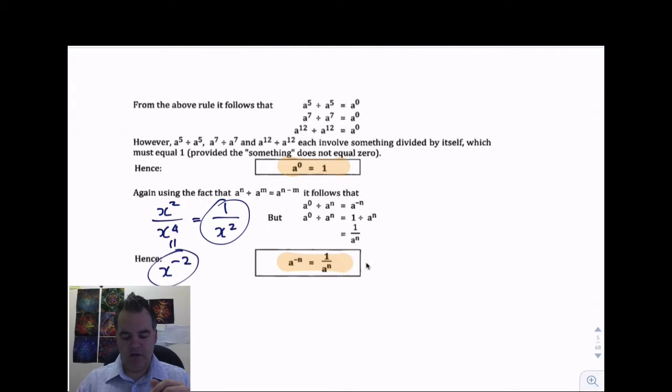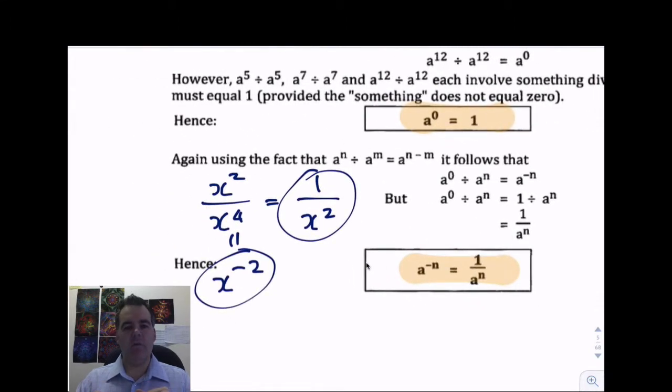Just look at this quick example I've written down. x squared over x to the 4. If you use the index laws, that's 2 minus 4, or x to the power of negative 2. That's one way that you could write it. Or you could know that that's 2 x's on the top, 4 on the bottom, 2 cancel, leaving x squared on the bottom line. So it's also 1 over x squared. So clearly those two things are equivalent. That leads to this law here, which is the law for negative indices and how we deal with those.